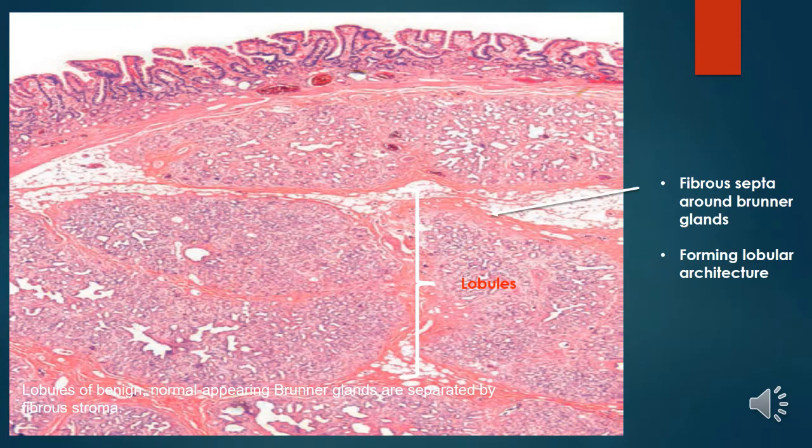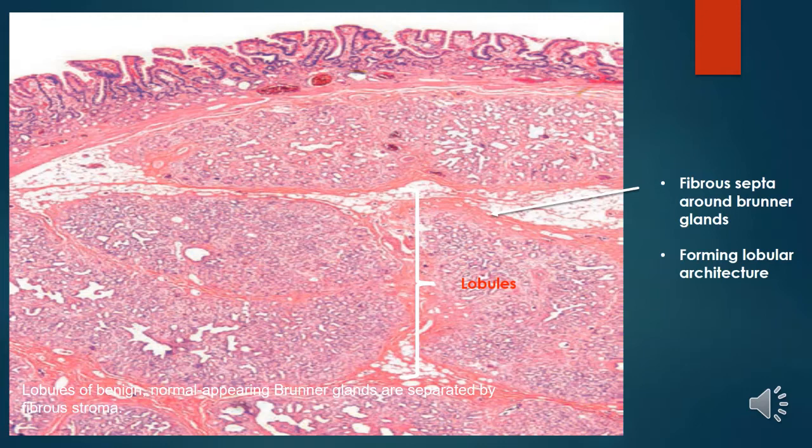This is the microscopic appearance of the previous image of the Brunner gland hamartoma, adenoma, or hyperplasia, many names for it. If you see in this image, the Brunner glands are arranged in lobules. There are multiple lobules in the microscopic image, and they are separated by fibrous septa.